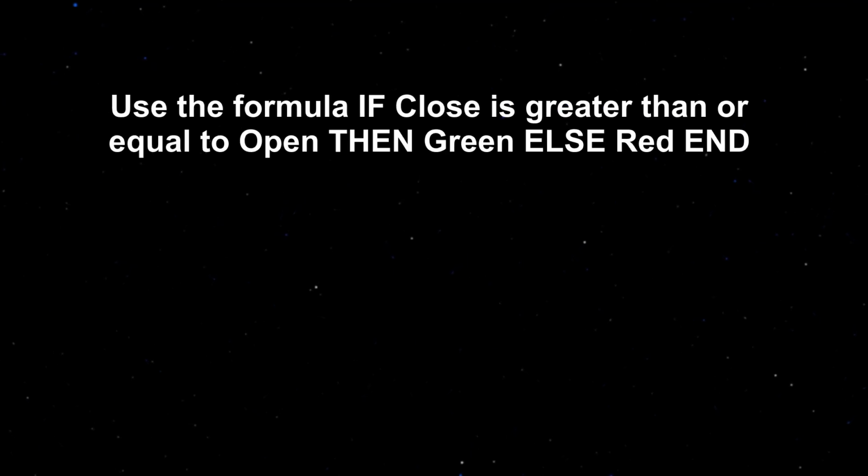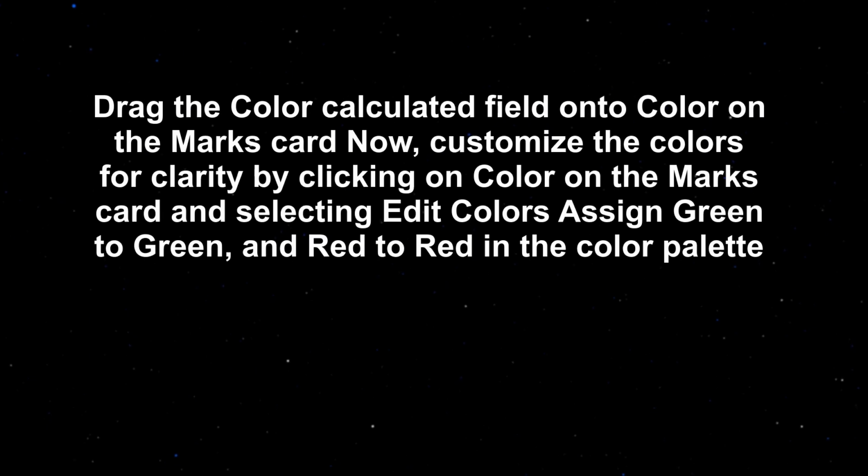Create another calculated field to determine the color. Name this one color. Use the formula: if close is greater than or equal to open then green else red end. Drag the color calculated field onto color on the marks card.